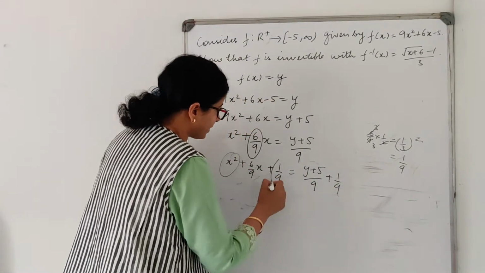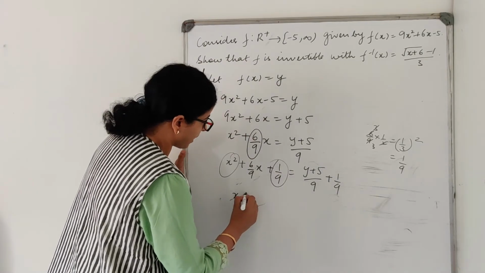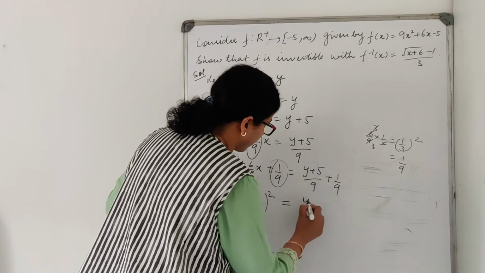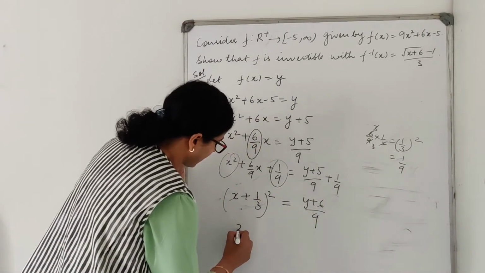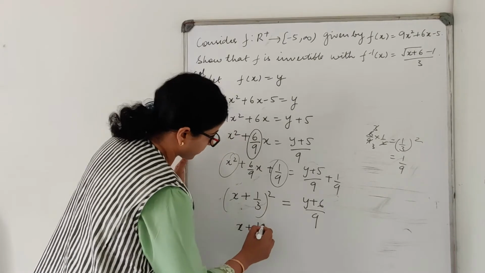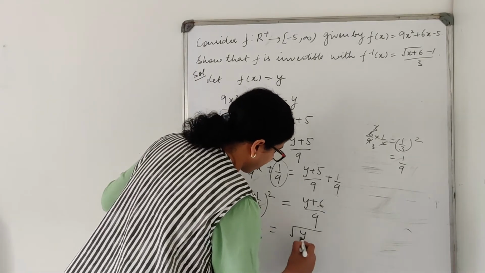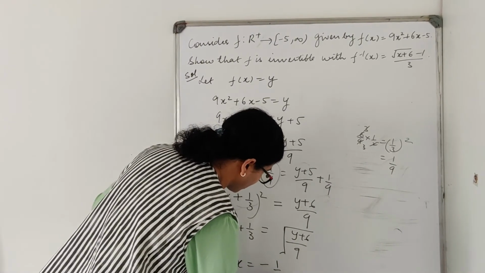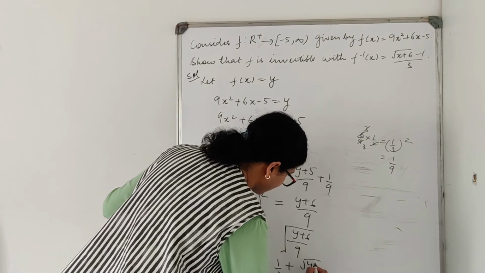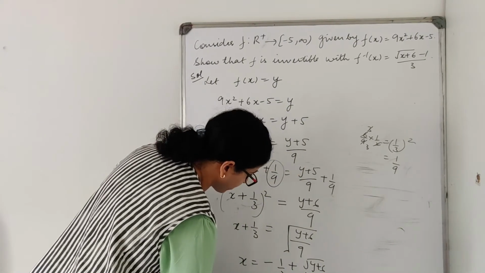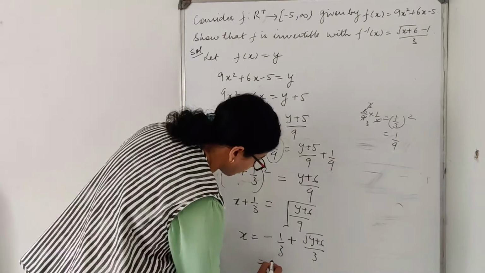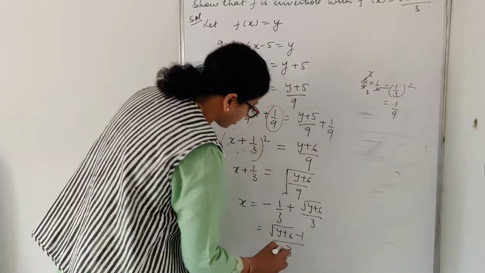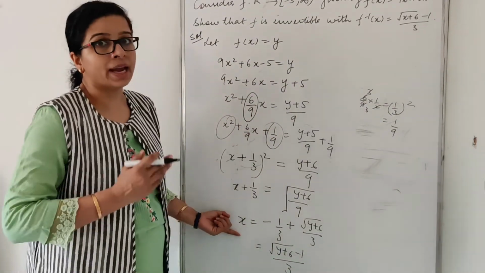So basically this will become my whole square. So (x plus 1 by 3) whole square equals y plus 6 by 9. x plus 1 by 3 equals root of y plus 6 by 9. So x is equal to minus 1 by 3 plus root of y plus 6 upon 3. Okay, this is under root, so the 9 will come out. So you will get the x element as root of y plus 6 minus 1 by 3. So now with this element I will define my other function.